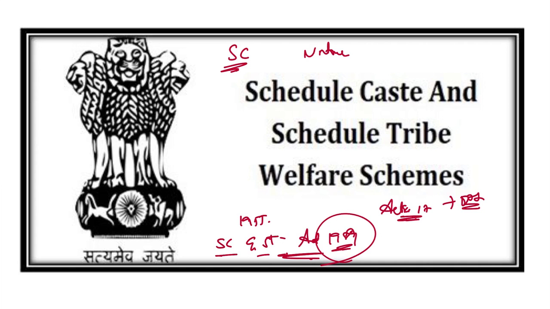This legislation aims at preventing the commission of offences by persons other than scheduled castes and scheduled tribes against a scheduled caste or scheduled tribe. That is the Scheduled Caste and Scheduled Tribes Prevention of Atrocities Act. This Act of 1989 was amended in the year 2014, owing to the high incidence of offences against scheduled castes and scheduled tribes.